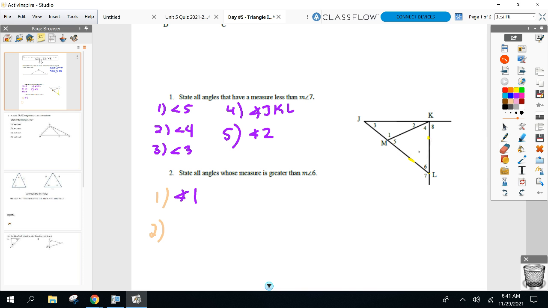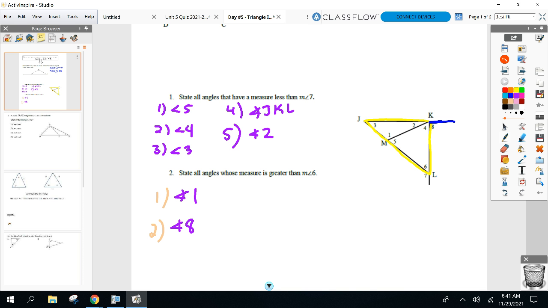I said there was 2, though. What other angle up here is bigger than 6, other than angle 1? Matt? Angle 8. Look at this now, everybody. 6 is also an angle in the big triangle, JLK, isn't it? Everyone agree? Where 8 is an exterior angle. So 8 then, if it's exterior, has to be bigger than 3 and 6. All good.